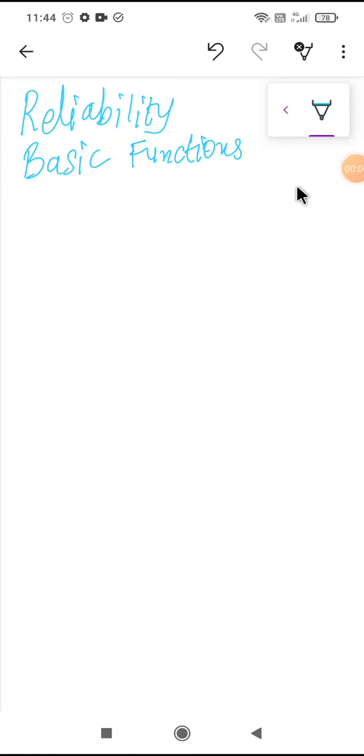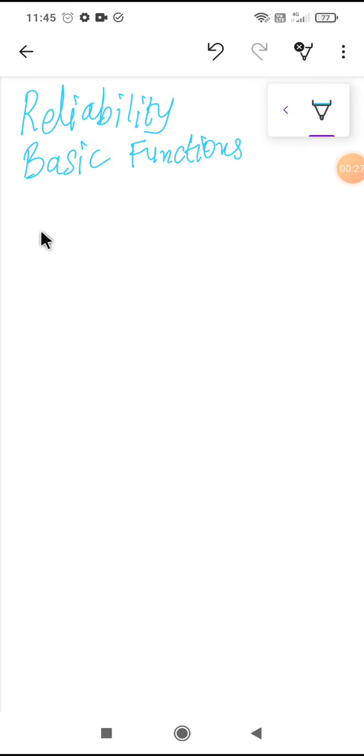Hey guys, in the last lecture we have seen a few basic probability and reliability functions. Today we are going to see a few more functions. Last time we saw the hazard function and the reliability function. Today we will start with MTBF.